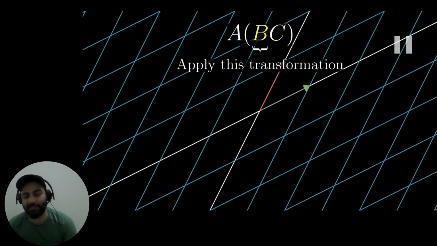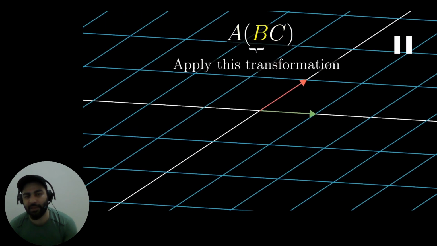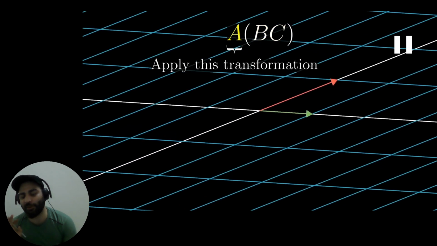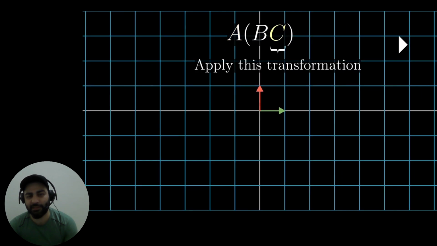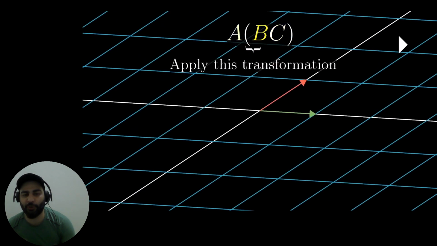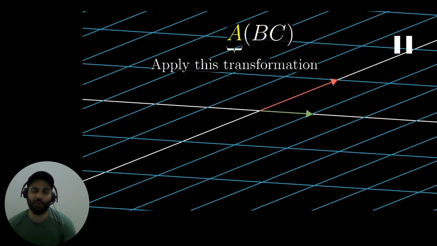So I'll apply this C, and then I'll apply now B, and then I'll apply A. This is what I got. Again, to rewind it back. So this is my plane in the initial original position. So I'll apply C first. So I applied C followed by B, then A. This is what I got.